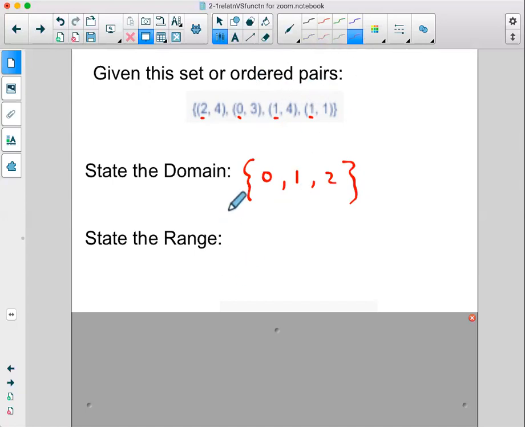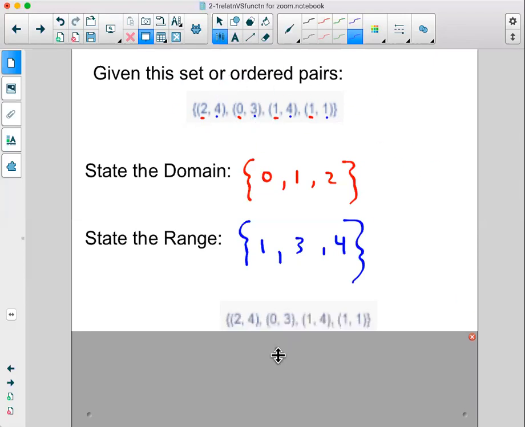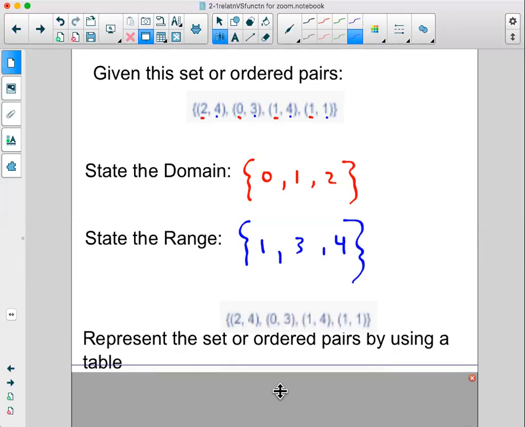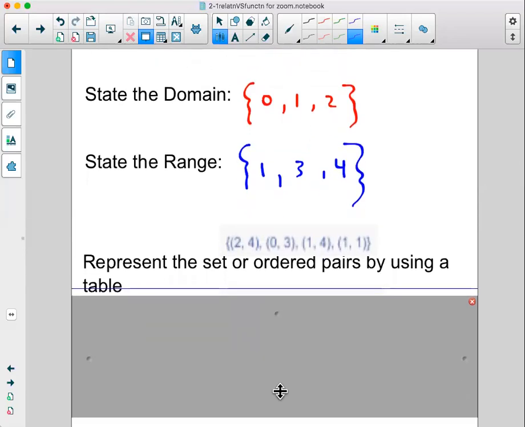What about our range? Our range are all the output values. So our set of the range, we've got a 4, a 3, 4 we already mentioned, and a 1. So there we go. And that's the domain and the range of this set of ordered pairs. Now, next thing we should do is take that same set of ordered pairs and instead represent it as a table. Pause and try to do that on your own paper and then press play for the solution.